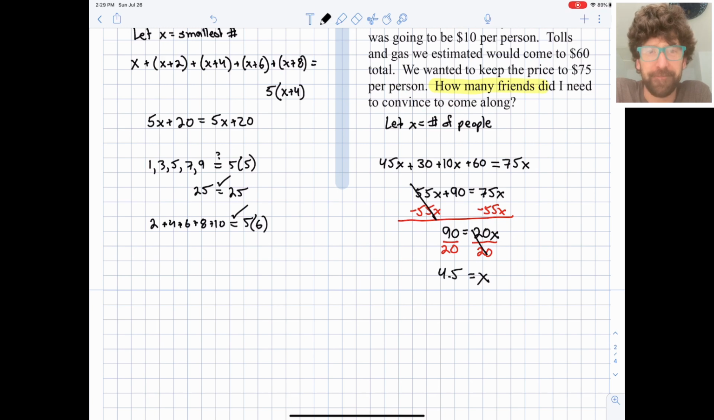That additional half friend will help pay for some of the gas and tolls and van rental. So we need 5 total people, which means I need 4 friends to come along.